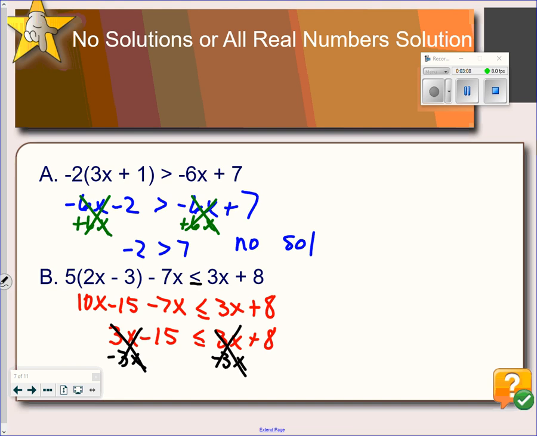And what we end up with is -15 is less than or equal to 8. Now this is a true statement. Since this is true, that means we get all real numbers as a solution, because no matter what x value you choose, you'll end up with a true statement where the left side is less than the right side.